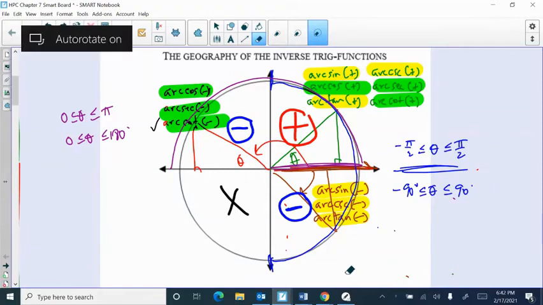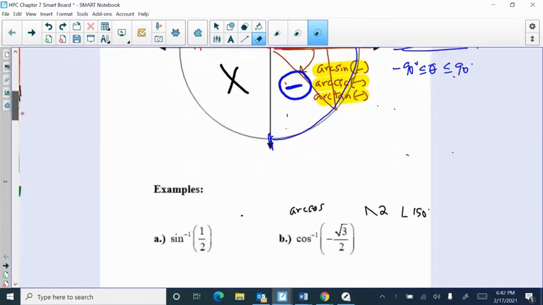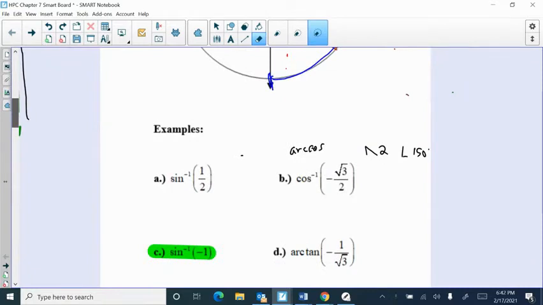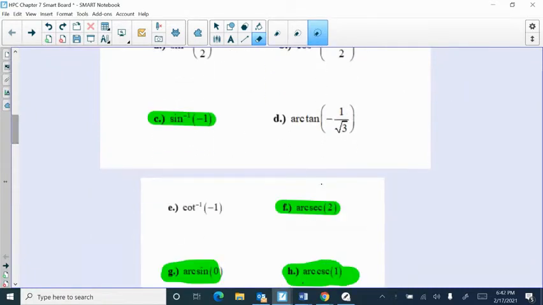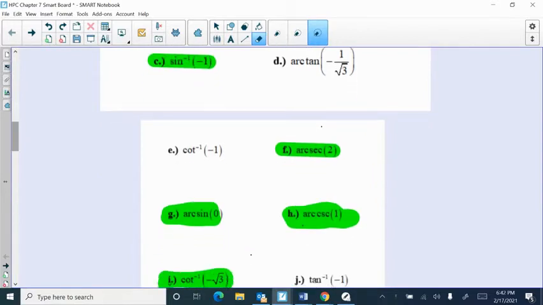So this video is again part two of inverse trig functions, and what I'm seeing right now is our geography, right? Where to draw the triangles in which quadrants. I think I've highlighted the ones I still need to do. So the first one I have is part C, where it says inverse sine of -1, arc sine of -1.